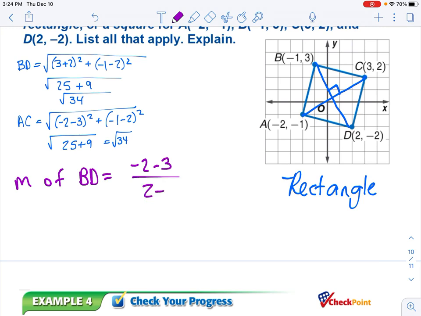Changes in Y's over changes in X's. And then hopefully these are opposite reciprocals of each other. If they're not, it's only a rectangle, and if they are, it is a rectangle as well as a rhombus as well as a square.